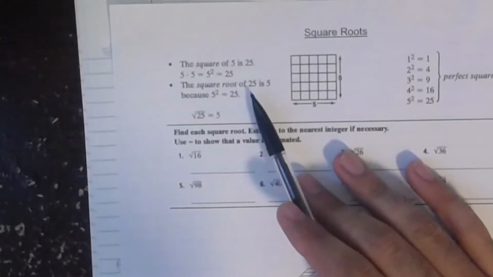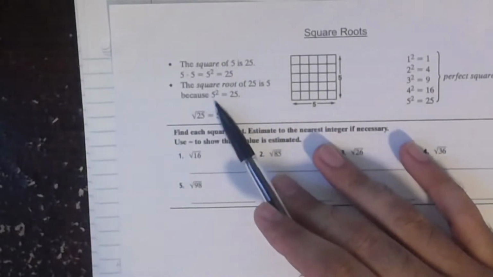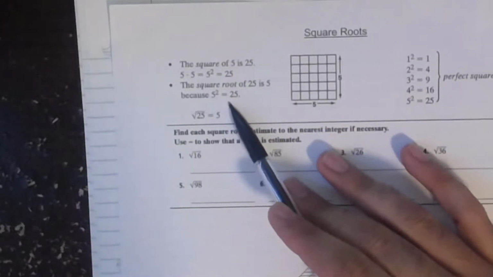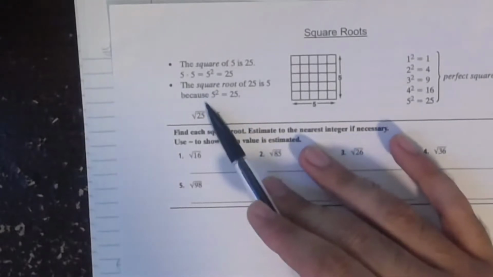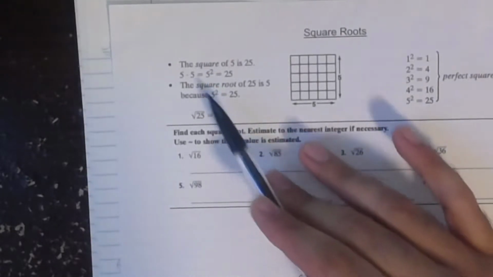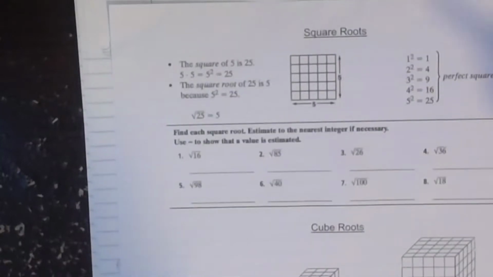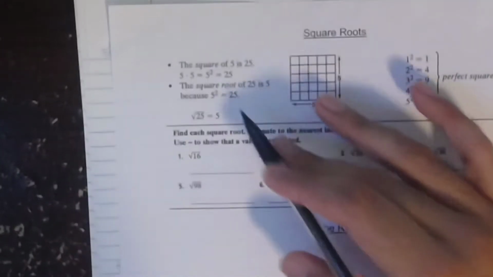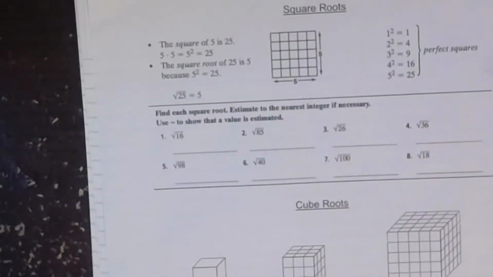For instance, it says right here, the square root of 25 is 5, because if you do 5 times 5, it is 25. You're multiplying that same number with itself twice in order to get the number that you're square rooting. Okay, and this is just an example. The square root of 25 is 5.